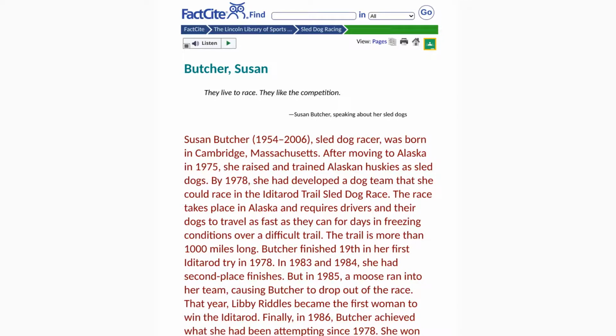She was determined to come back and win the race in 1986. So she trained her dogs throughout the summer with a wheeled cart in place of a sled because there was not enough snow. So how determined is that? Something that the students really connect to. Susan and her dogs went on to win the Iditarod for the next 2 years in a row.